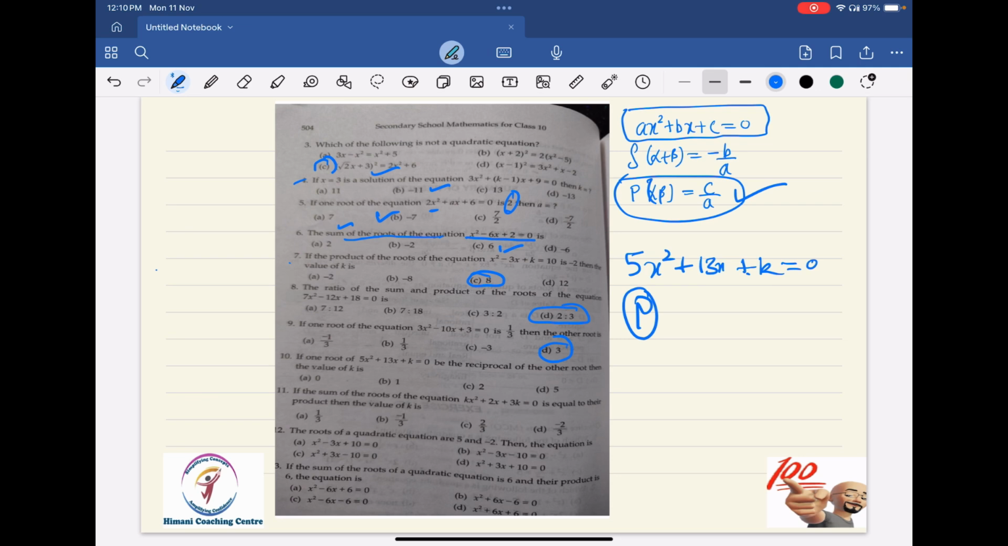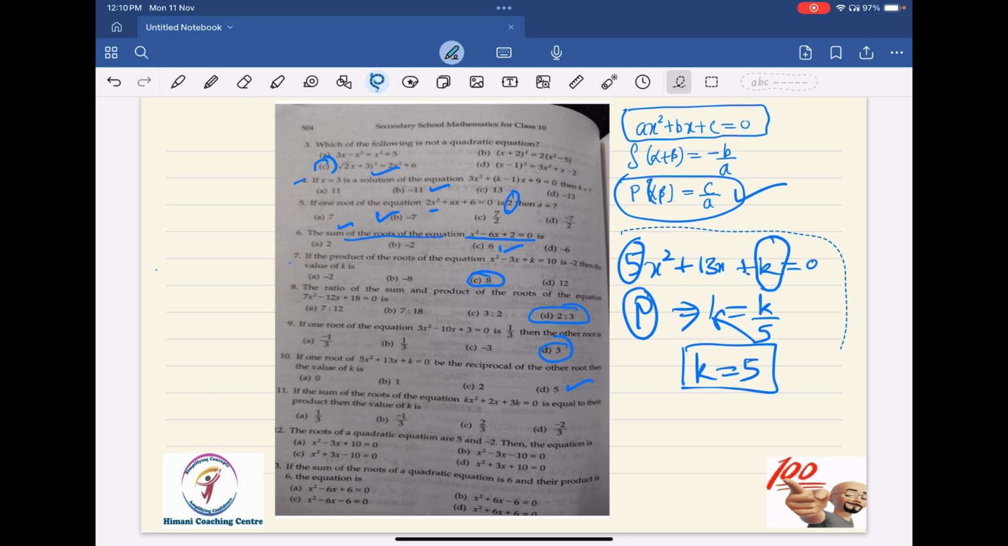So, we will say the product of the roots in this case is going to be 1. So I'll say P is 1. And what is P? It is equal to C by A. So C is k, A is 5. So 1 equals k by 5, which gives us k equals 5. So we can choose that answer. I think it is here. So that is the option, and we are done with this question also.